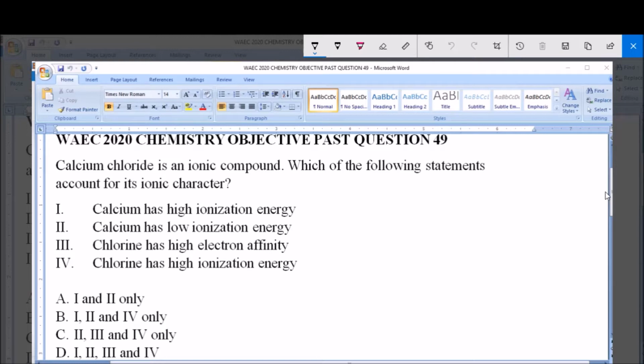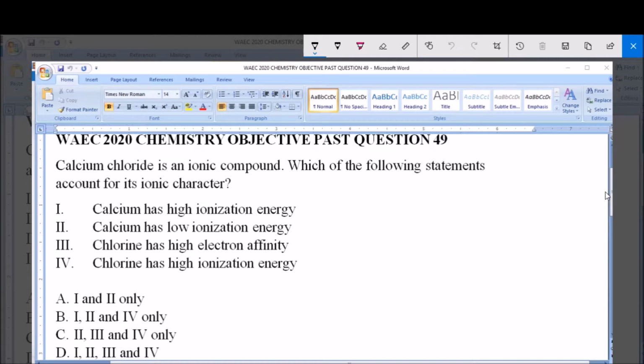Calcium chloride is an ionic compound. Which of the following statements accounts for its ionic character? So you have 1, 2, 3, 4. 1. Calcium has high ionization energy. 2. Calcium has low ionization energy. 3. Chlorine has high electron affinity. 4. Chlorine has high ionization energy.